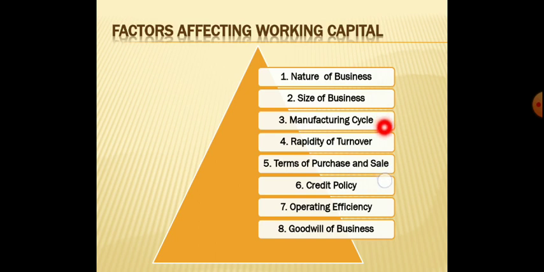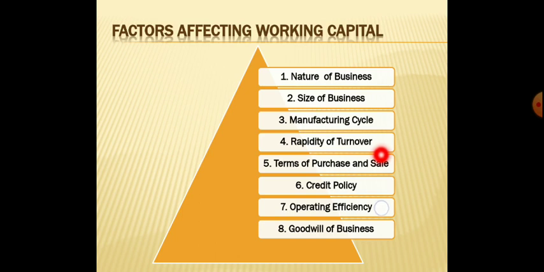Third point is manufacturing cycle. Manufacturing cycle is the time gap between the purchase of raw materials and production of finished goods. Now if this time period is more, you will require more working capital because some amount of capital is going to be engaged in this cycle. So you need more capital for the running of the business. And if this time period is short, you will require less working capital.